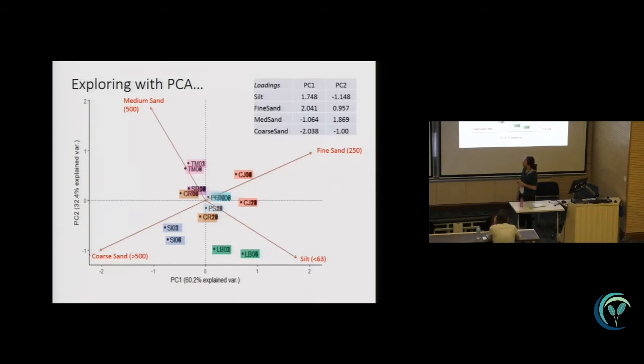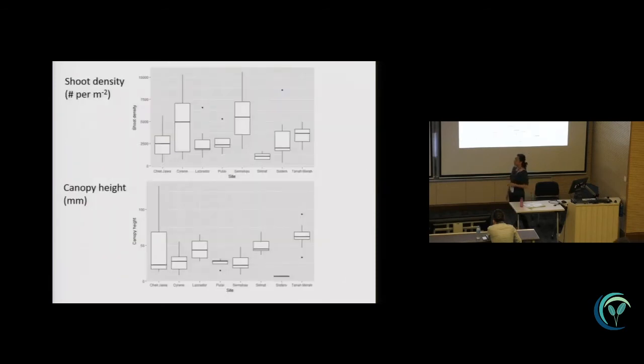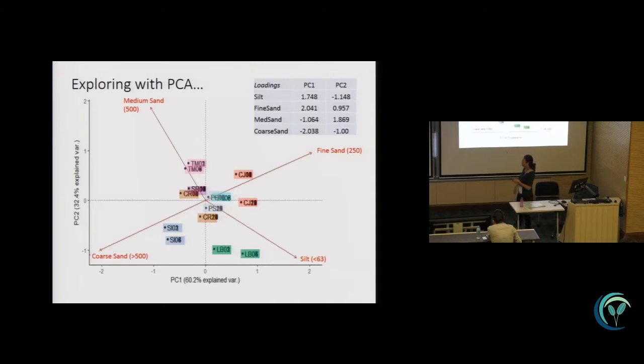For the y-axis, which explains about 30% of the variance, positively correlated would be sites which have a higher proportion of sand, which is between the size class of 250 to 500 microns. Sites tend to have a higher proportion of that size class. So that's it with sediment sizes.